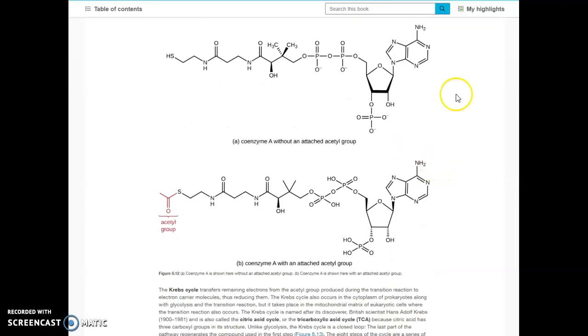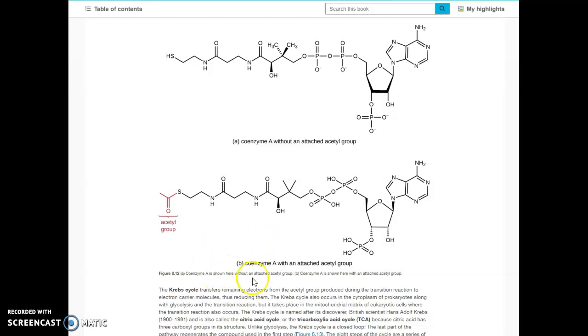So we've got this coenzyme A here. It's a fairly large molecule. And then if we add this acetyl group to it, this becomes acetyl-CoA. You can see by adding this acetyl group, we're changing the structure of this molecule. This phosphate group is changing structure. These phosphate groups are changing structure. So we're really just transforming this coenzyme A structure.